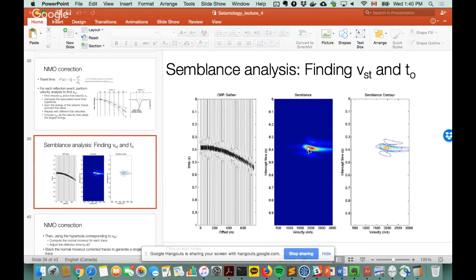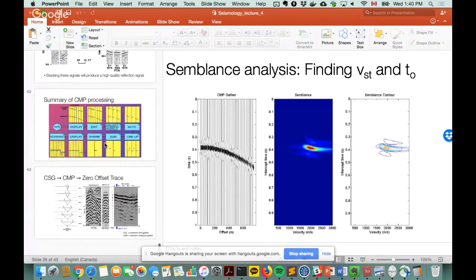These days computation power is pretty good, so you can parallelize it, no problem. Then you make a 2D plot and pick the maximum. If you have multiple reflections, you'll see multiple of those points, pick them, find the stacking velocity for each reflector, and then do an NMO correction. That was pretty much it.